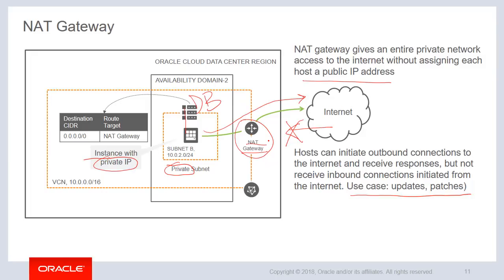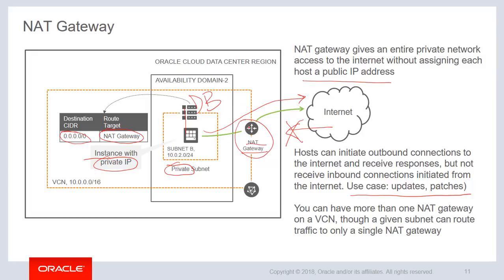And as we saw in the previous slide, when you do that, you have to update the route table. So in this case, you are saying the destination is everywhere on the web, but now my traffic is going through my NAT gateway, which makes sense because this is the gateway which is controlling the outbound connectivity. Unlike an internet gateway, you can have more than one NAT gateway on a VCN, though keep in mind that a given subnet can route traffic to only a single NAT gateway. Even if you have multiple, a subnet can route traffic only to a single NAT gateway.